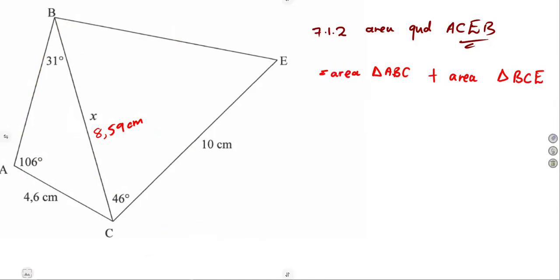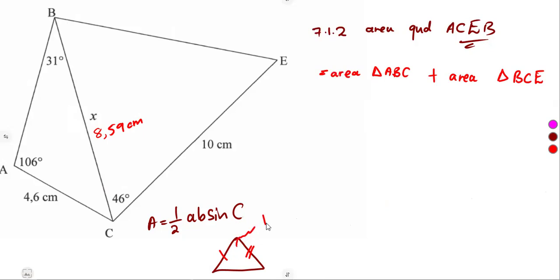Of a non-right angled triangle, we know that the area is equivalent to half AB sine C, or sine theta, where A and B are the sides that are creating the angle C. So C is an included angle. It must be an included angle. We must have an included angle, A and B creating angle C.